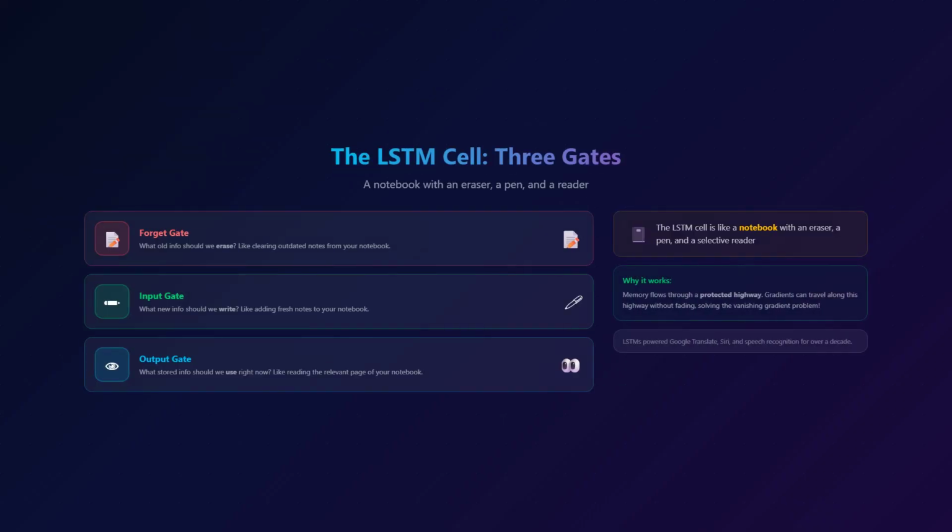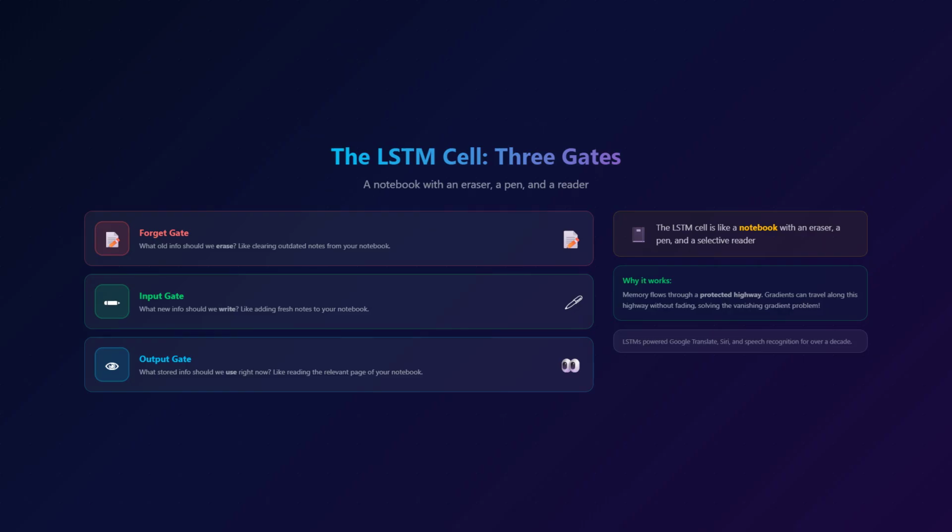The LSTM cell is like a conveyor belt with 3 gates. Think of it as a notebook with 3 special doors. The first is the forget gate. It looks at the current word and the previous memory, and decides what old information to erase. Reading the word he after a passage about Mary? The forget gate might erase Mary from the subject slot, because we've moved on. It's like an eraser for your notebook.